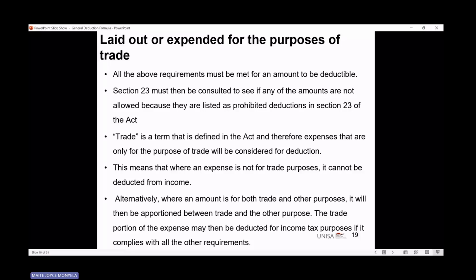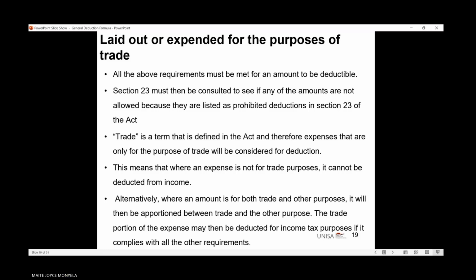So after the requirements are met, those 5 requirements, you must also check under Section 23. You must also consult Section 23 to see if amounts are not allowed because they are listed as prohibited deductions in terms of Section 23. You must go to Section 23 and see if these amounts are not prohibited.